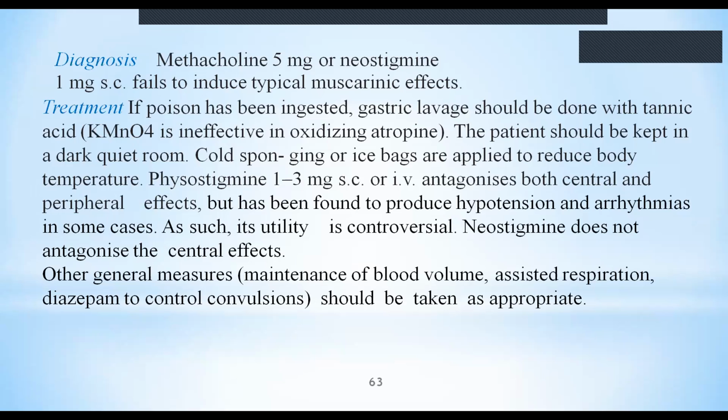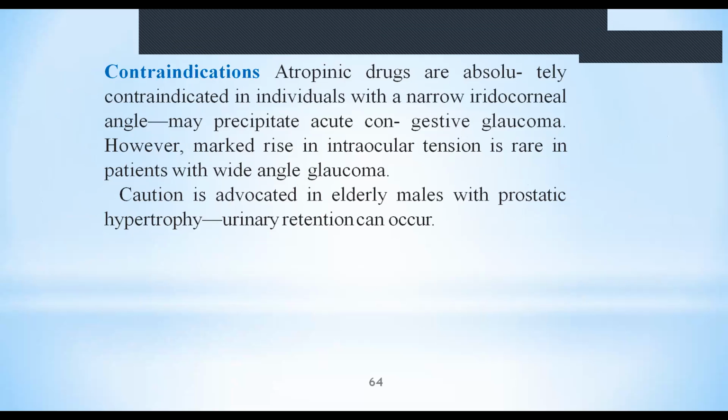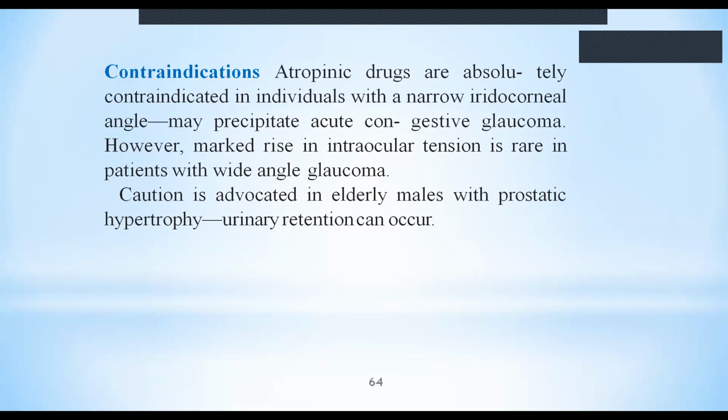Neostigmine does not antagonize the central effect. Other general measures include maintenance of blood volume, assisted respiration, diazepam to control convulsions, and appropriate steps to correct dehydration, etc. The contraindications: atropinic drugs are absolutely contraindicated in individuals with a narrow iridocorneal angle, and may precipitate acute congestive glaucoma. However, a marked rise in intraocular tension is rare in patients with wide angle glaucoma. Caution is advocated in elderly males and prostatic tumors, as already told.